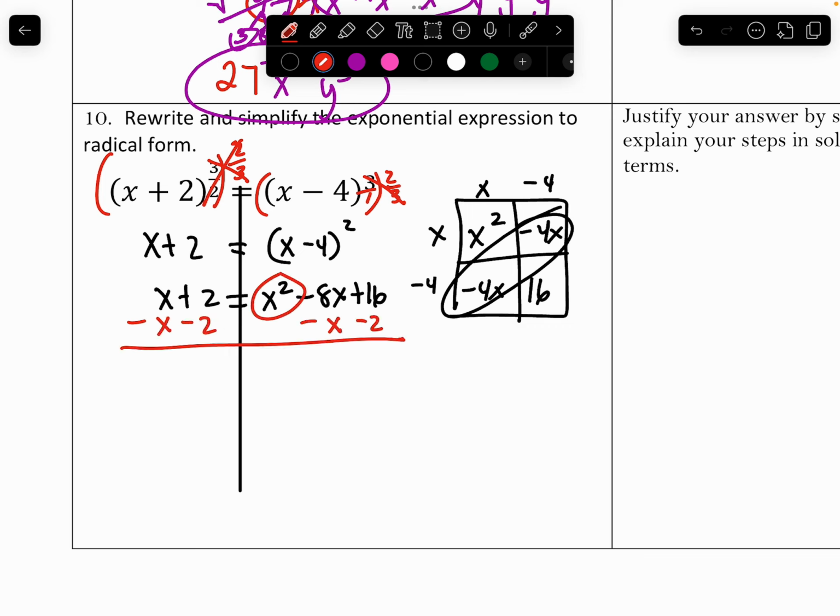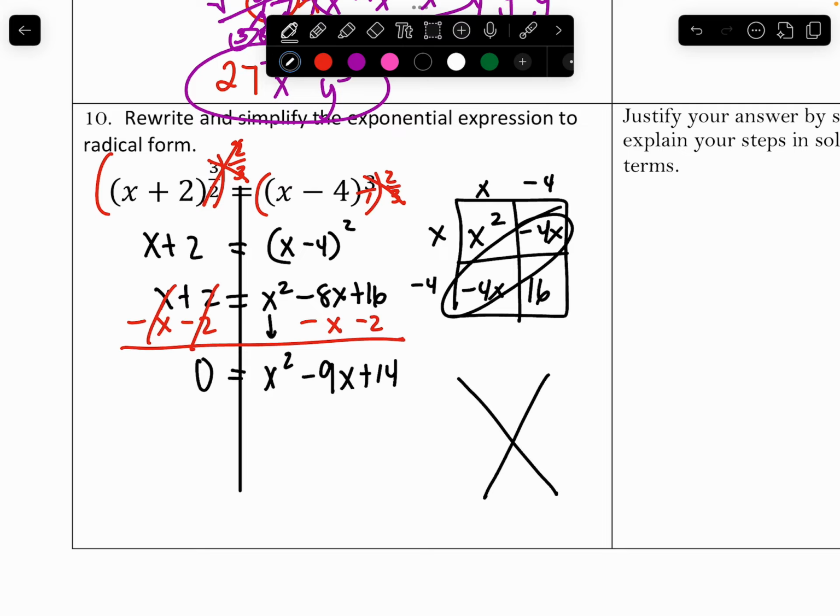Because we have a trinomial or an x squared, we have to move everything to one side. We get 0 equals x squared minus 9x plus 14. We use the box method, with a, c on top and b at the bottom. So now we have 14 and negative 9. That's negative 2 and negative 7.